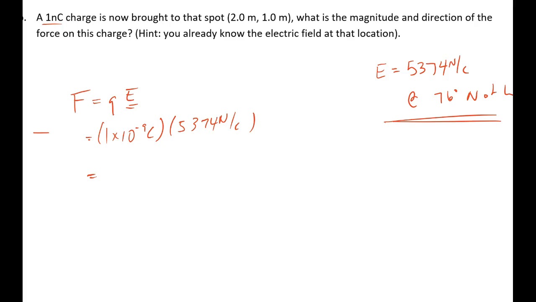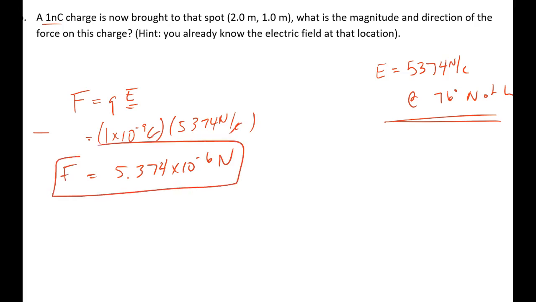If I do that value, 5,374 times 1 times 10 to the negative 9th, I feel a force of 5.374 times 10 to the negative 6th newtons, because coulomb and coulomb cancel, and that's my force. But because forces are vectors, there's also a direction. Because the charge is positive, it will go in the direction of the electric field, so it would be going at 76 degrees north of west. It would get pulled that way.